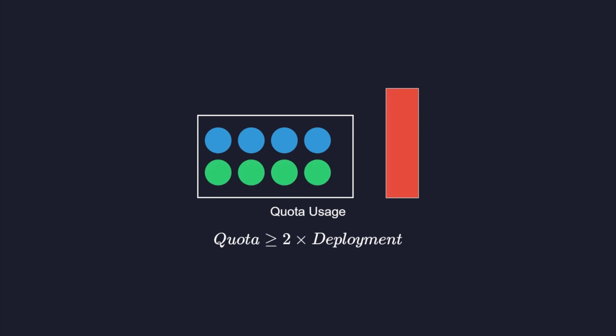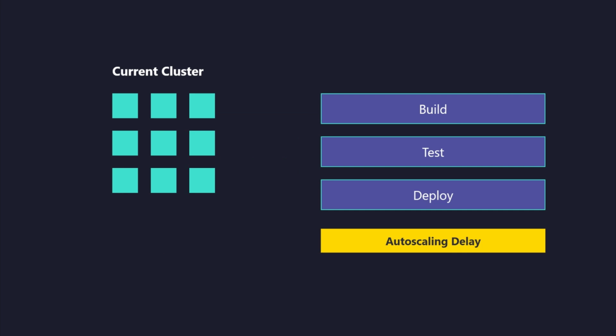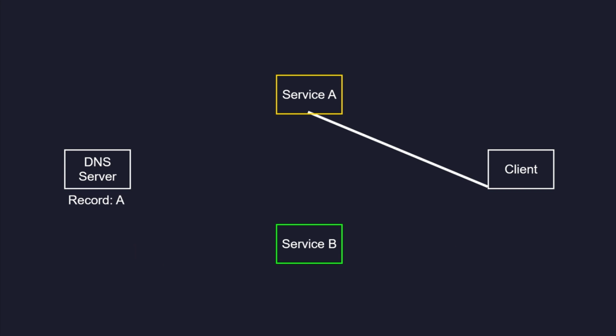Blue-green deployments temporarily double the resource consumption. Ensure your namespace quotas allow for 2 full sets of pods. The cluster autoscaler may need time to provision new nodes for the green deployment. Factor this delay into your deployment pipeline.